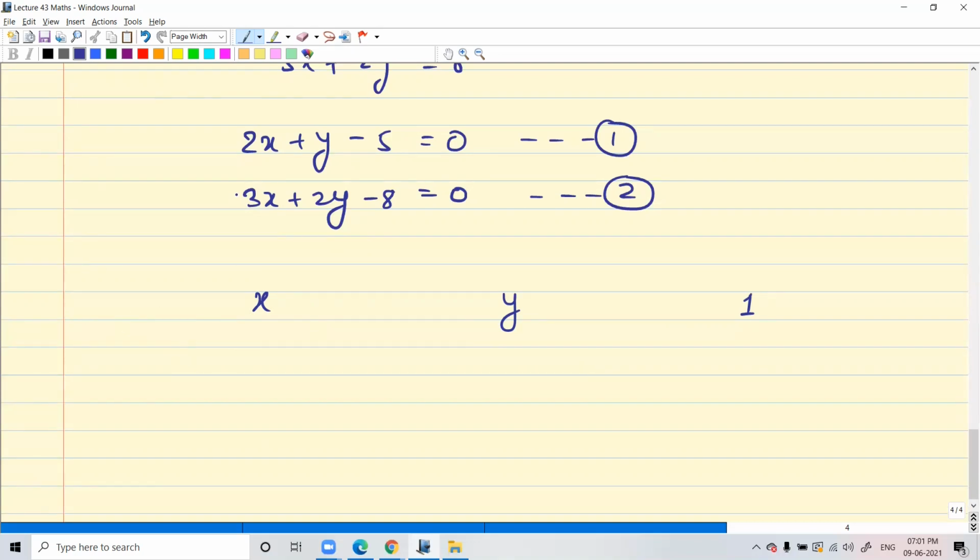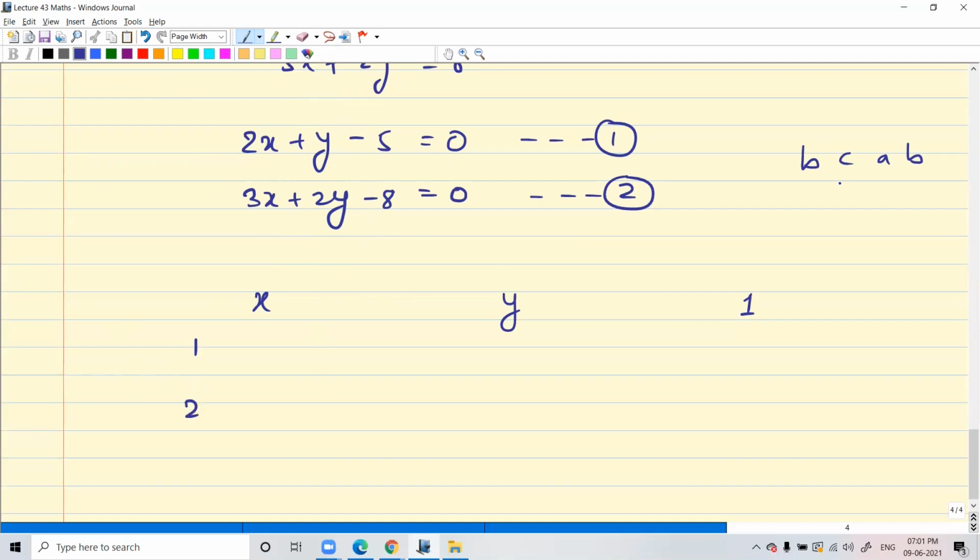B, C, A, B. So we'll start with B1 and B2. What are our B1 and B2? Y and 2y. No, we should not consider the variable. Forget about the variable. Look at only the constants, the coefficients. 1 and 2, sir. Yes. So for B, I will write 1 and 2 over here.